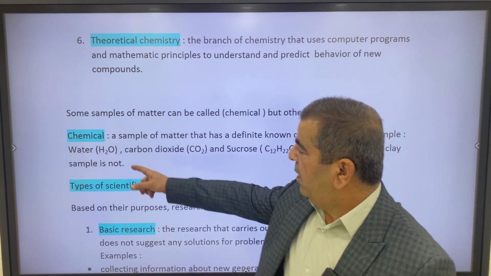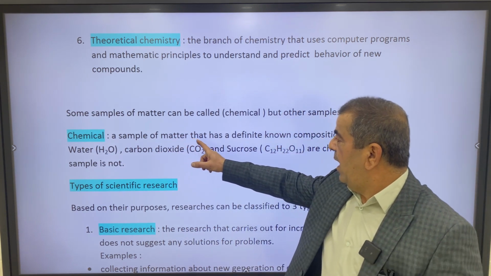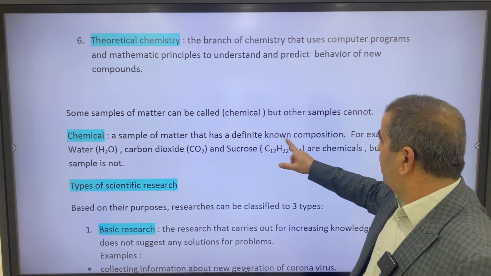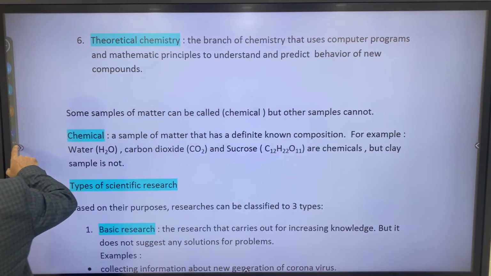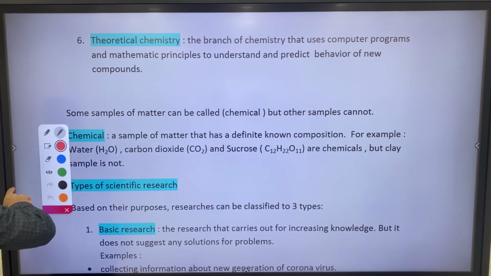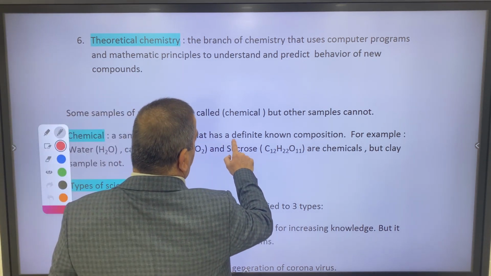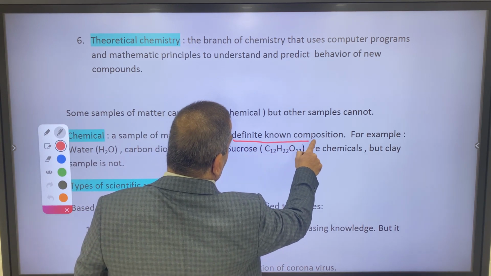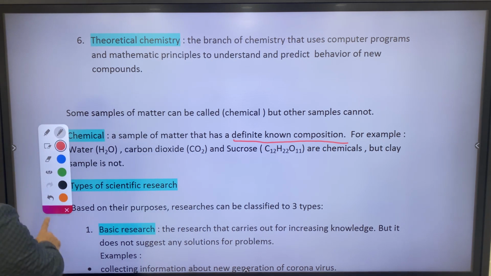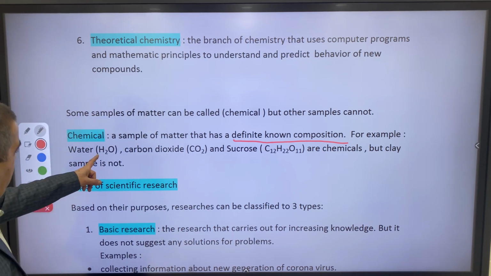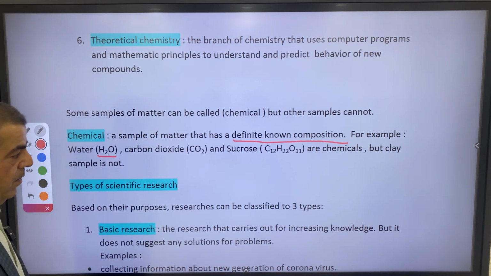So what the term chemical means is a sample of matter that has a definite known composition. So here, the condition to call something chemical is that it must have a definite known composition. So for example, when we say we have water, it has a definite known composition. So water is a chemical, okay?